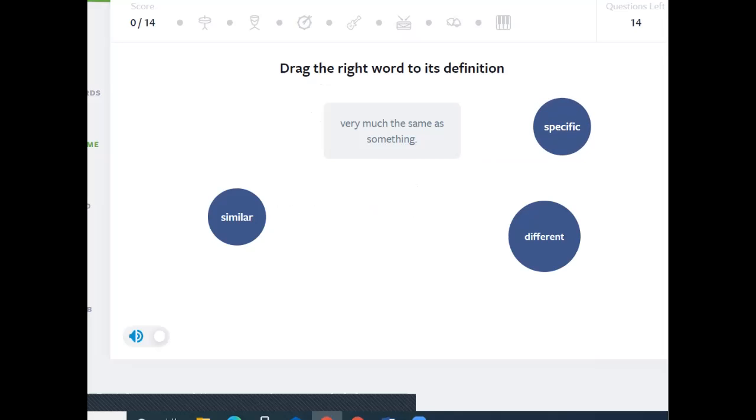All right. Drag the right word to its definition. So they give you the definition: very much the same as something. Then they give you 3 words: similar, different, and specific. So if I look at my 3-column notes, I'm going to look for the definition in my 3rd column, very much the same as something. I go down: compare, to explain. Nope. Contrast, to explain. Nope. Different, not the same as. Nope. Similar, very much the same as something. Oh, here's the word similar.